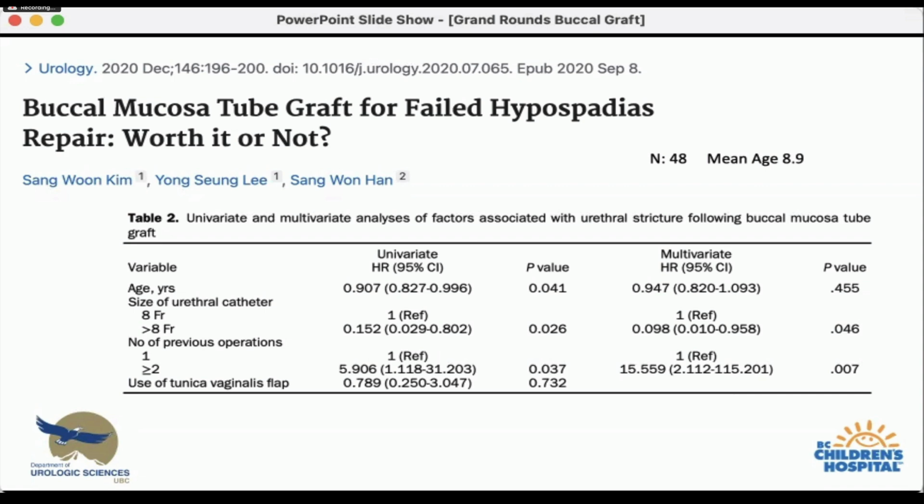But on the multivariate analysis controlling for age, for size of urethral catheter, and for the number of previous operations, the multiple previous operations had a significant p-value with 0.007, and a small size of urethral catheter, a p-value of 0.046. And these are confirmed to be significant factors associated with postoperative urethral strictures.